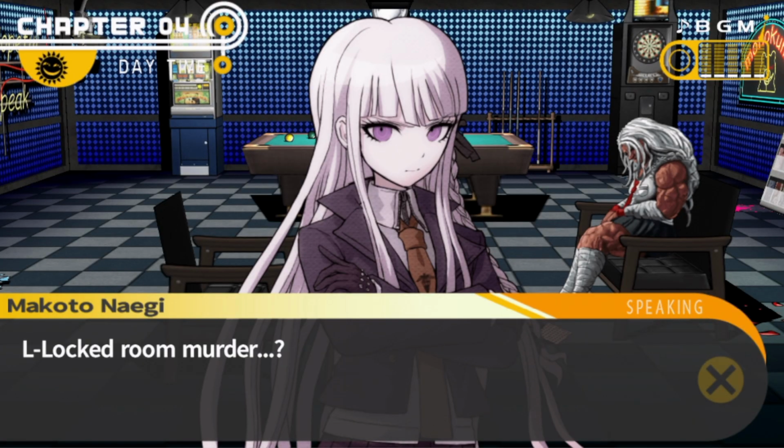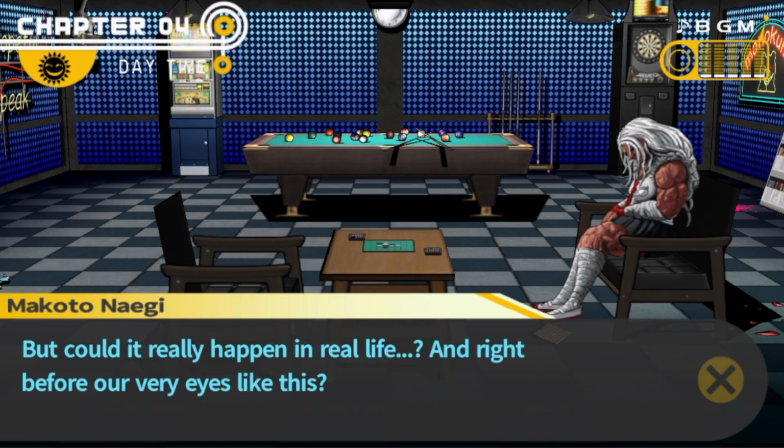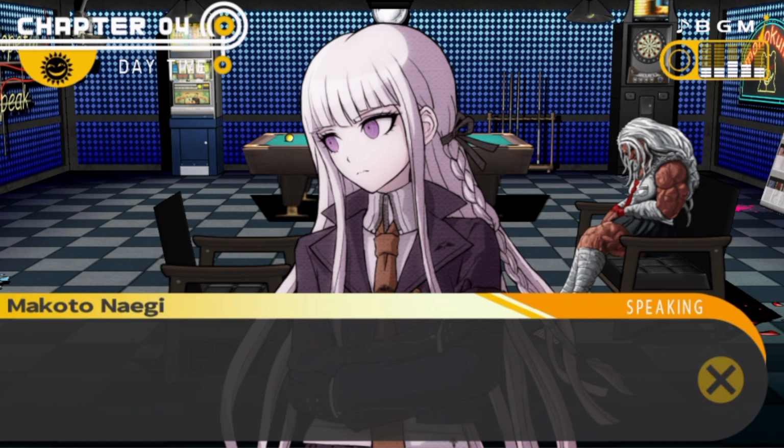Locked room murder? I guess you might see this kind of thing a lot in mystery movies or books or whatever. AKA the Ace Attorneys. I remember that one. That was a good case. I liked that. But could it really happen in real life? And right before our very eyes like this? Hey. Are you curious to hear more about what a locked room murder entails? Sure, if you don't mind.